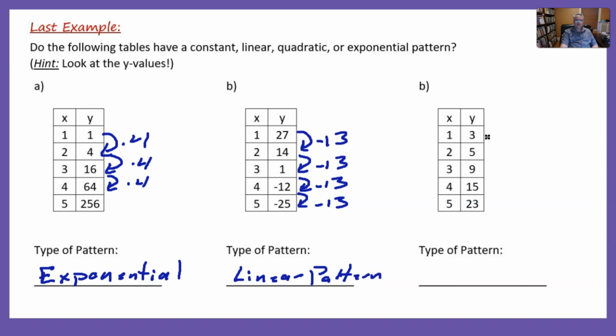Okay, let's look at this one. This changed by 2, this changed by 4, this changed by 6, and this changed by 8. All right, let's look at the second differences. 2, 2, 2. Wow, when the second differences are constant, and the first differences are changing at a steady rate, this is a quadratic pattern.